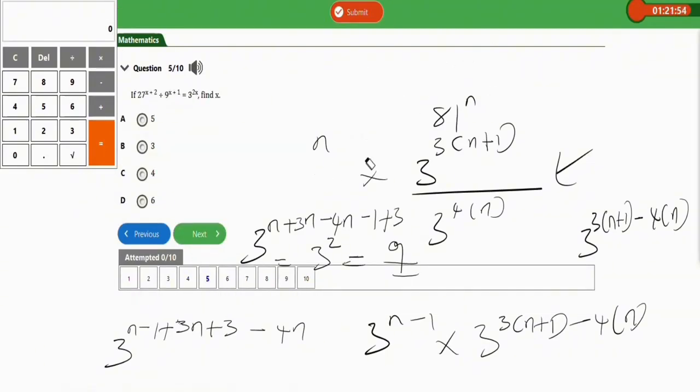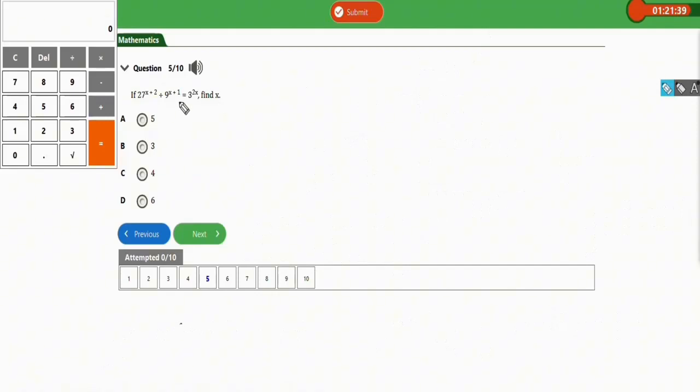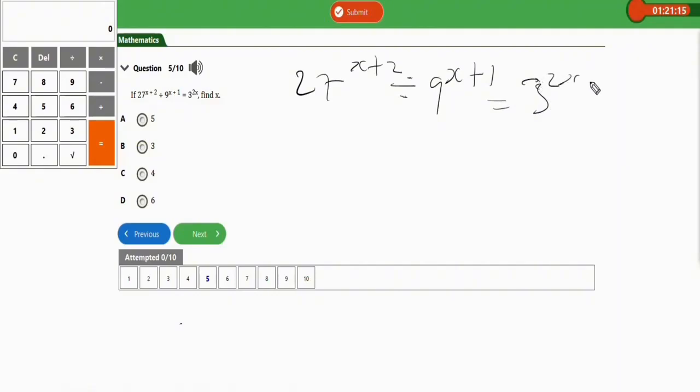Let's wipe this. Okay, so this question number 5, we have if 27 to the power x plus 2 divided by 9 to the power x plus 2 equals 3 to the power 12, find x. So this is also law of indices. Let's find out the question. We have 27 to the power x plus 2 divided by 9 to the power x plus 1 equals 3 to the power 2x. Okay, so we are going to make the base align.